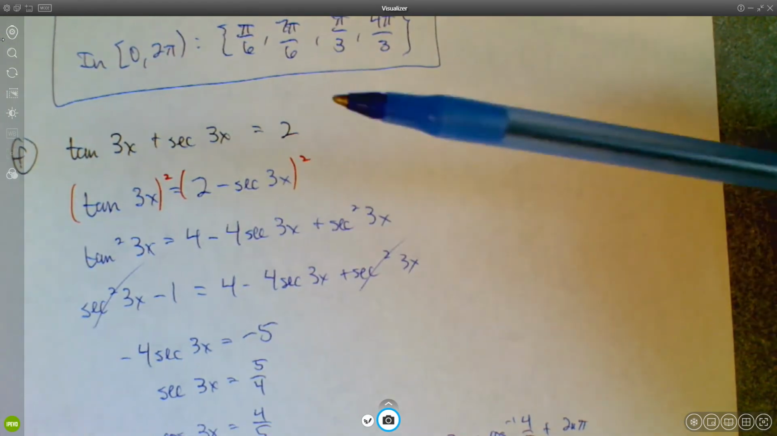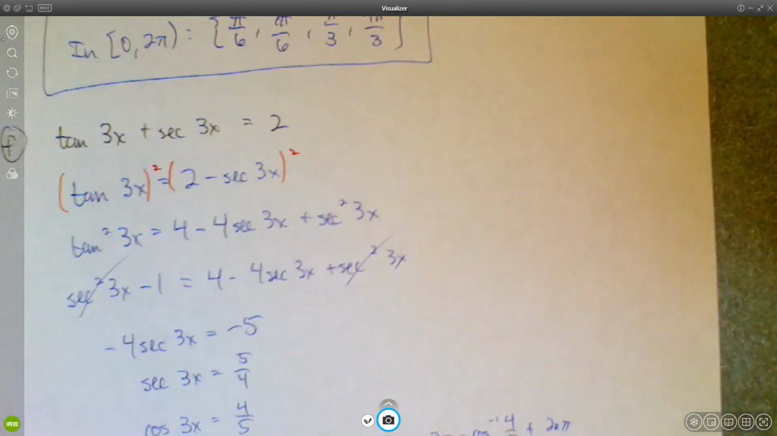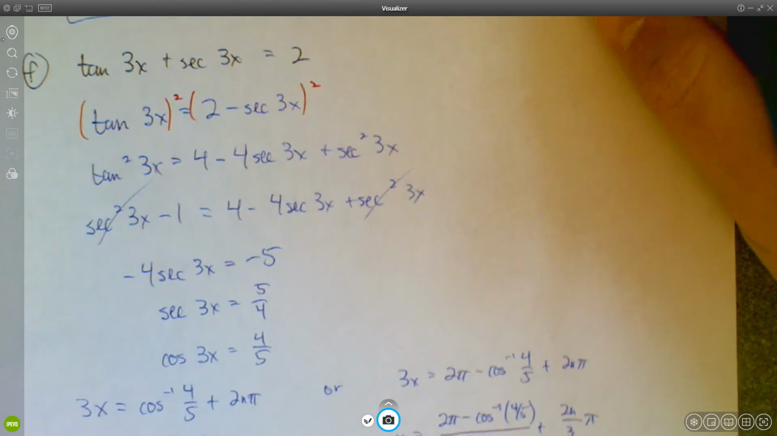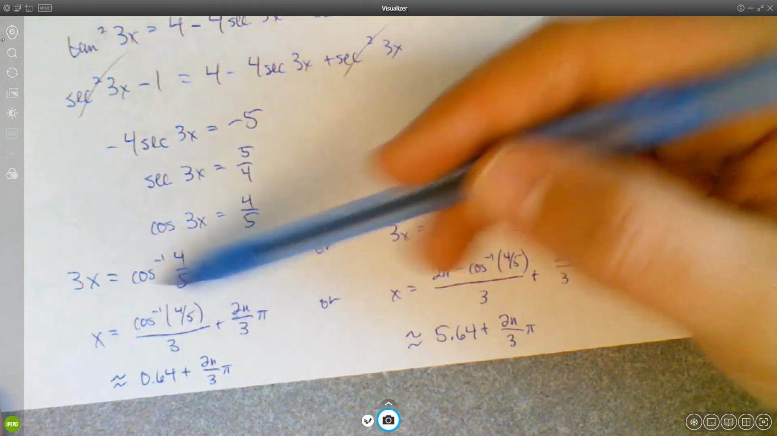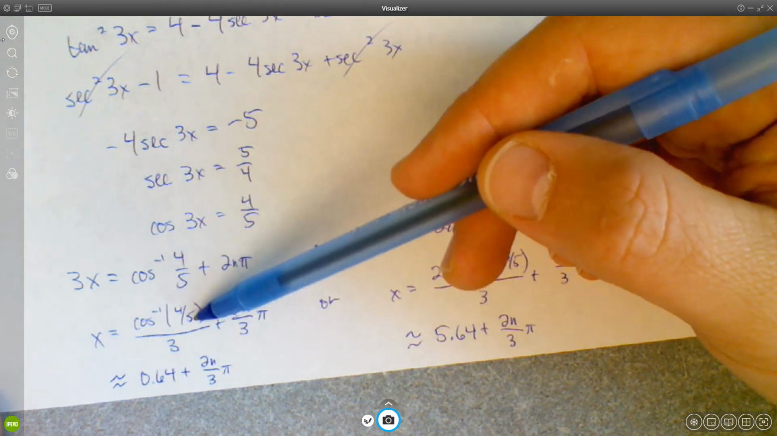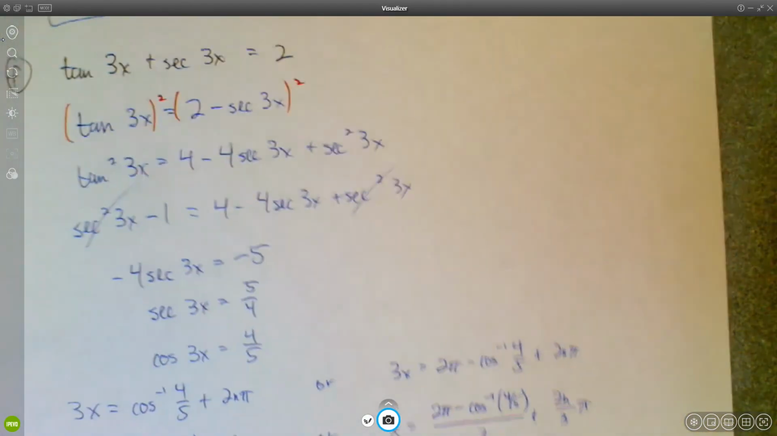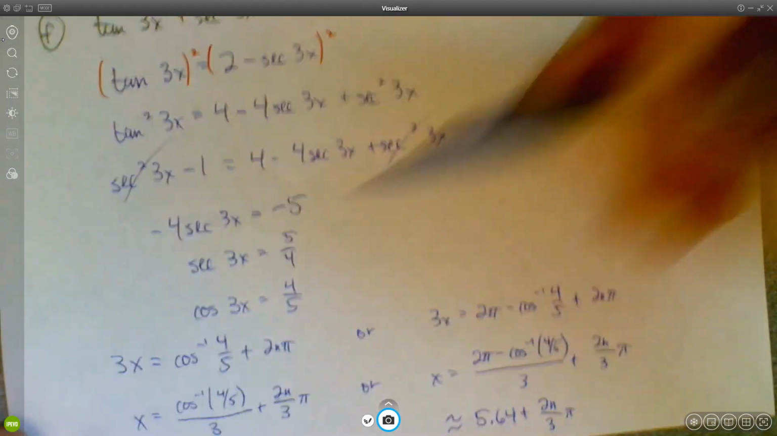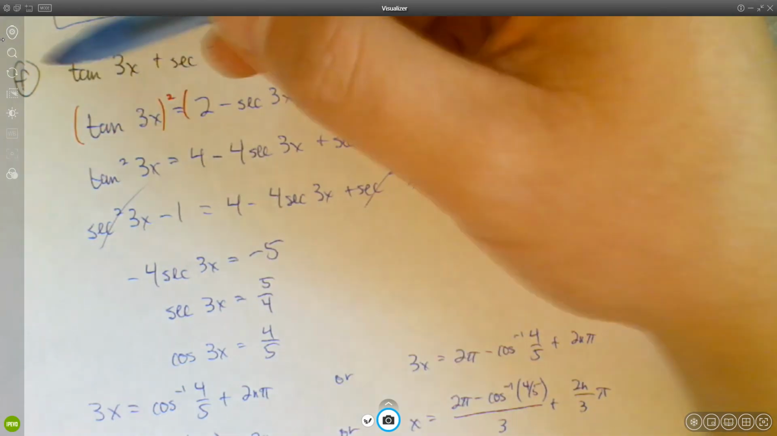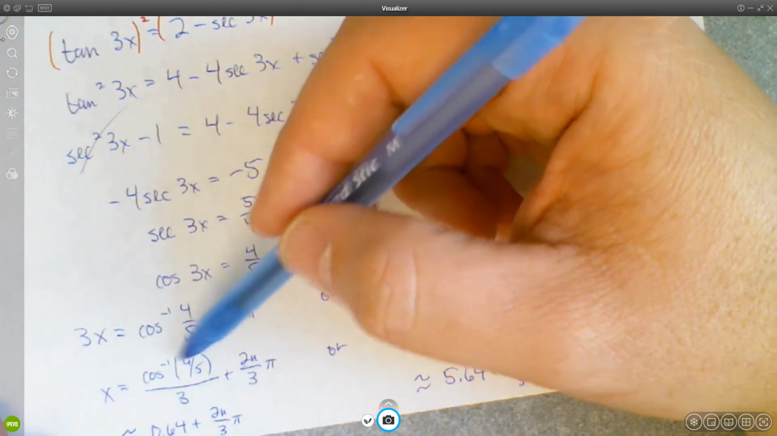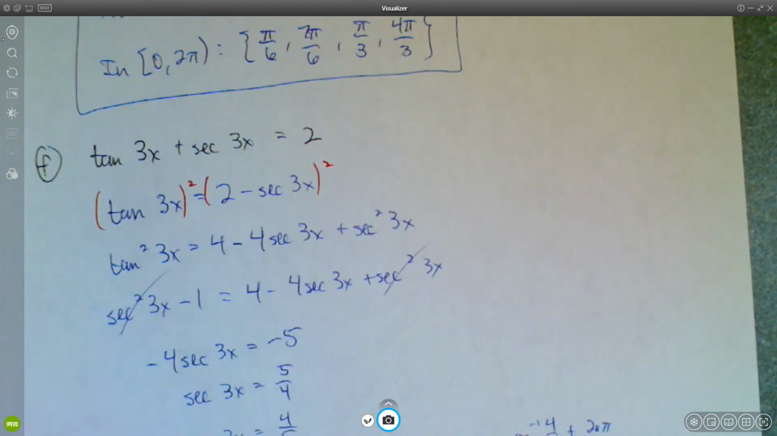And anytime you square both sides of an equation, you introduce the possibility that you have introduced extraneous solutions. So the only way to know if they're extraneous is to plug them back in, right? So we could plug in the 0.64, or rather the cosine inverse of 4/5 divided by 3 here, to this original equation in black and see if it gives us a true statement. I'm just going to do that out of curiosity. First of all, notice that when I plug it in here, by multiplying it by 3, the denominator will cancel. So really this is just tangent of cosine inverse of 4/5, which you can get an exact value for. But I'm going to let my calculator do the work.